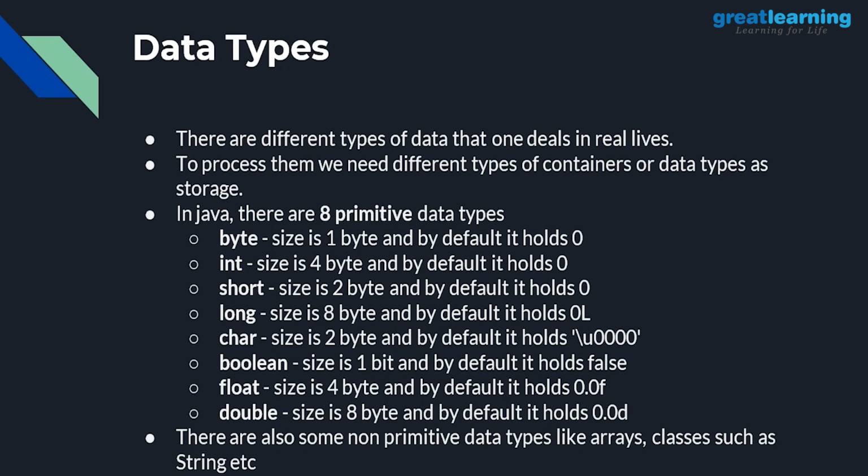Okay, so these are all 8, the only primitive data types we have. There are some non-primitive data types as well, like arrays and classes, such as String, and any class we define. Those are all non-primitive data types. Now quickly go ahead and try to implement these data types.